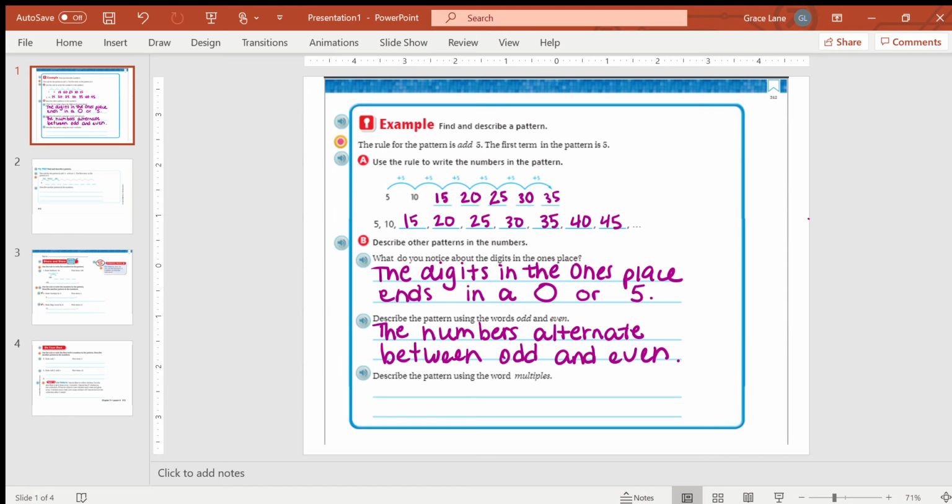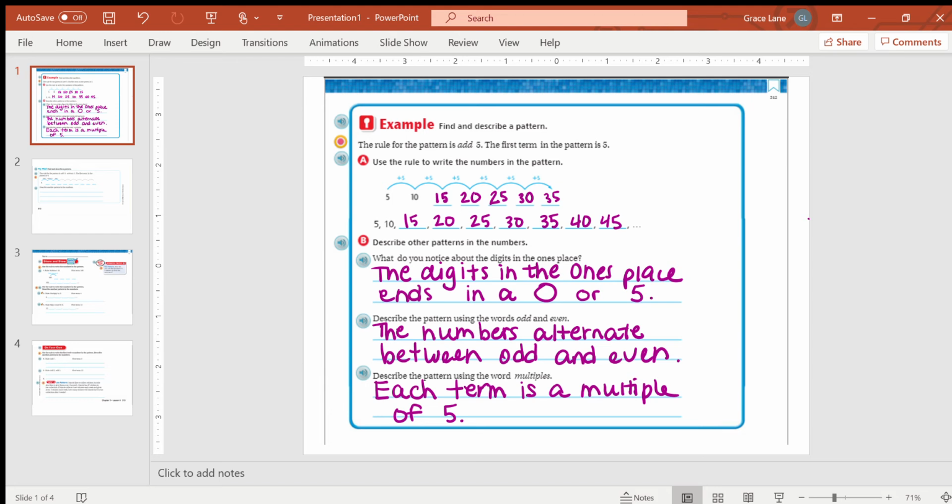The last one says describe the patterns using the word multiples. So remember, multiples are the numbers you get when you multiply. So like 5 times 1, 5 times 2, 5 times 3. I can see that all my numbers or all my terms, each term is a multiple of 5.